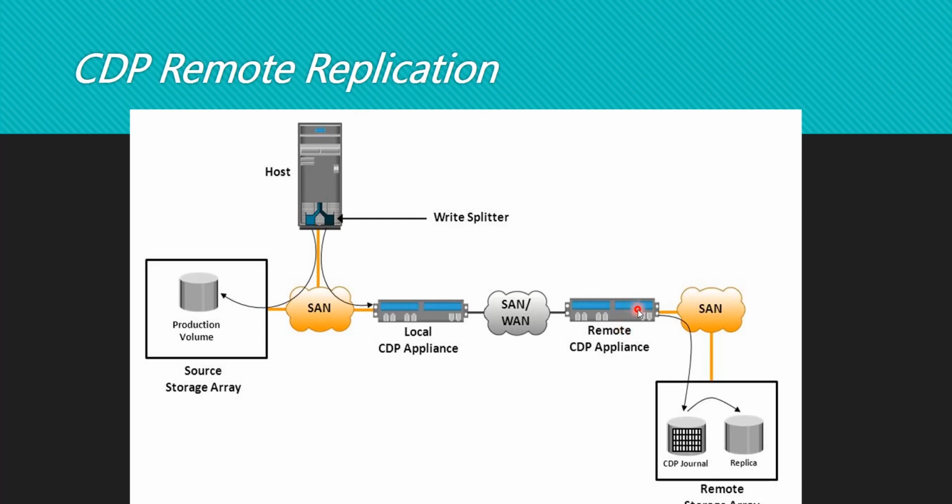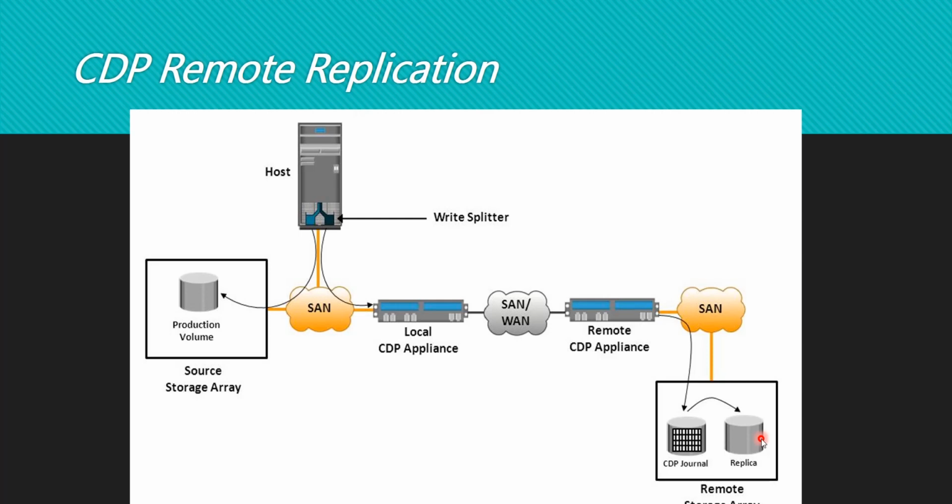After that, the writes will be written to the CDP journal and then to the replica. And thus, any kind of corruption in the production data can be recovered from this replica. So this was the scenario of synchronous replication.